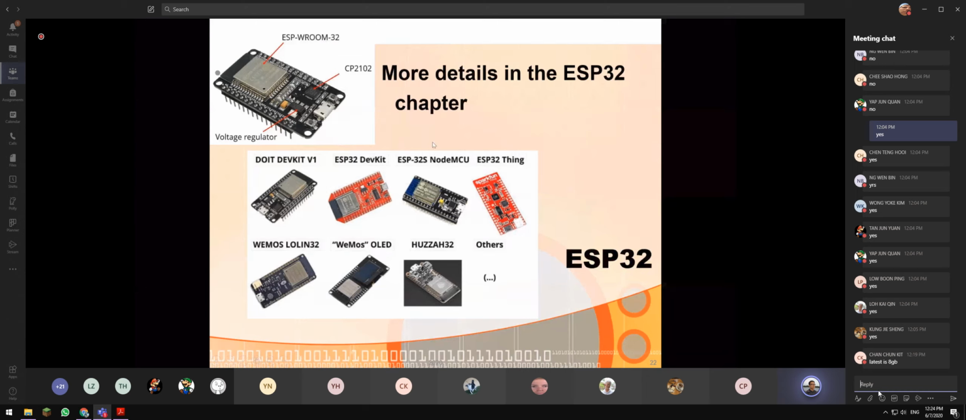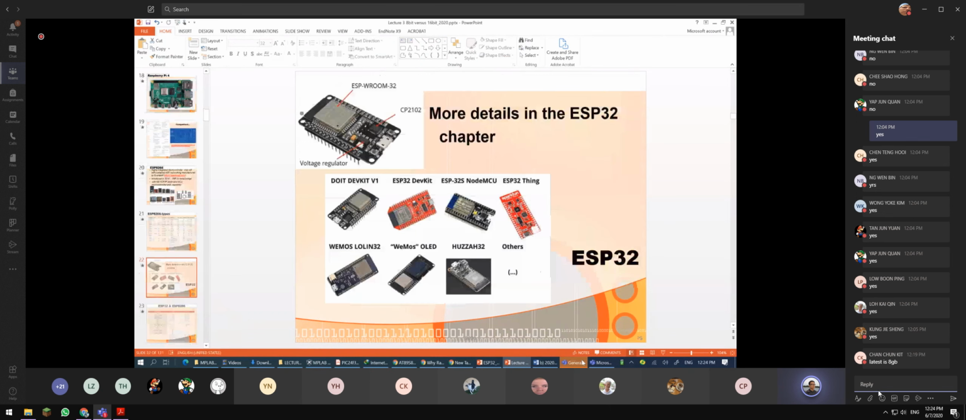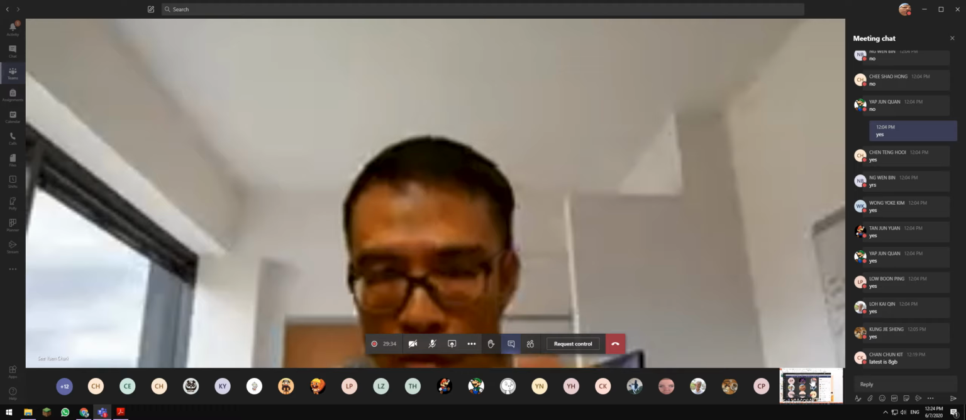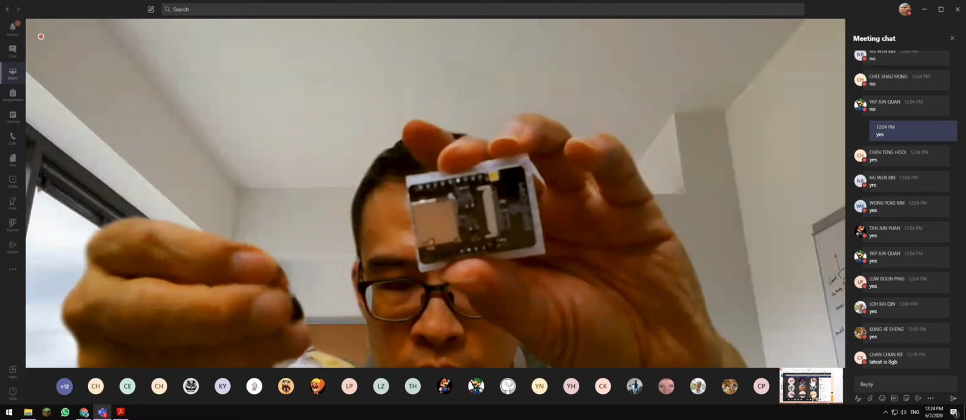For example, I'm sure that you have heard about the ESP32 cam. The ESP32 cam is another variant of the ESP32 which has a built-in camera. Here is how it looks like. Let's come back to our class. Let's switch on our camera. Here are some of the development boards of the ESP32 cam. It comes with the camera.